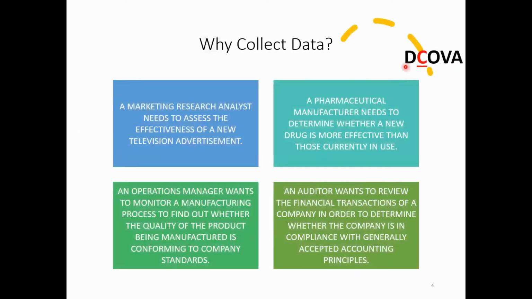So in this DCOVA, now we will be looking at the collecting part. We looked at D, that is define, in chapter 1. In chapter 2, we will be looking at the C, O, and V. C is for collecting. So why do we collect data? Here I've given 4 examples. We can look at it from a marketing researcher's perspective, a pharmaceutical manufacturer's perspective, an operations manager's perspective, or an auditor's perspective. There are many perspectives from which we can look at why someone collects data.